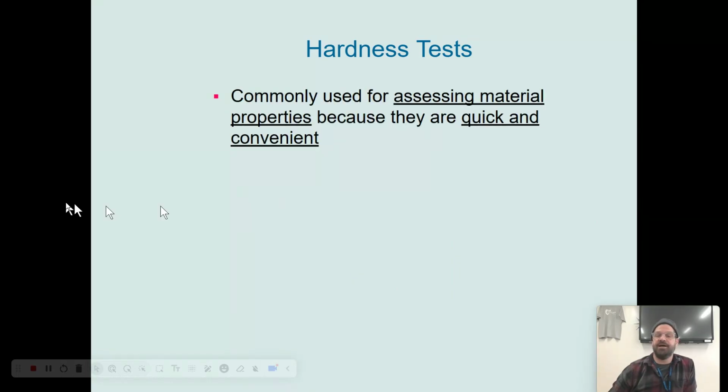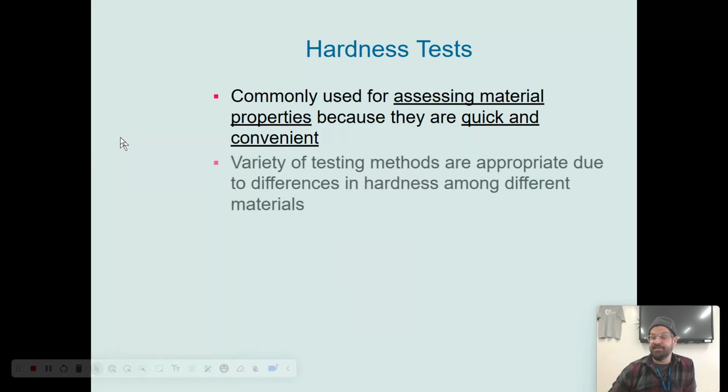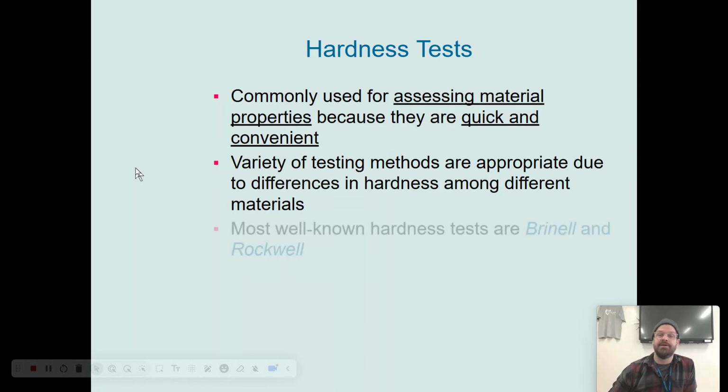Hardness tests are very commonly used for assessing material properties because they're usually pretty quick and convenient, as you're going to see in a second. Conducting the tests is pretty darn simple. And there's a variety of tests you can do. It depends on what kind of material you're working with, what kind of tests you'd want to do, and what kind of hardness you're trying to measure.